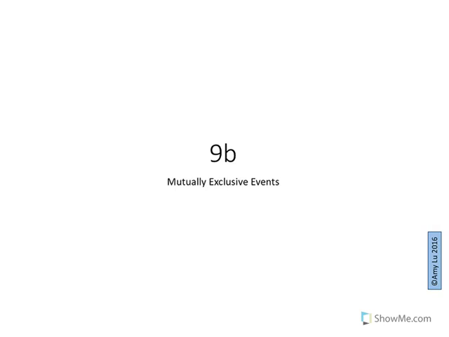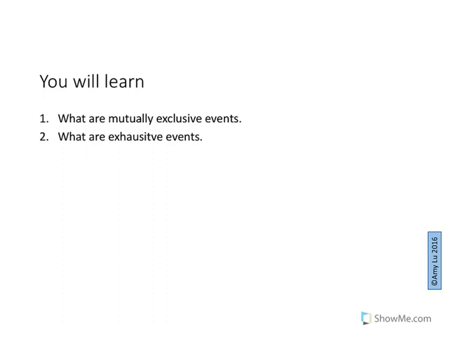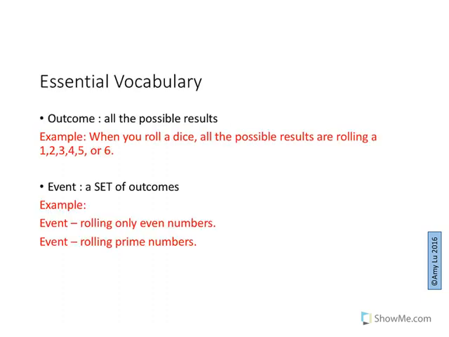This is chapter 9b on mutually exclusive events. In this chapter, we'll learn what the difference is between a mutually exclusive event and an exhaustive event. But first off, you need to know vocabulary.